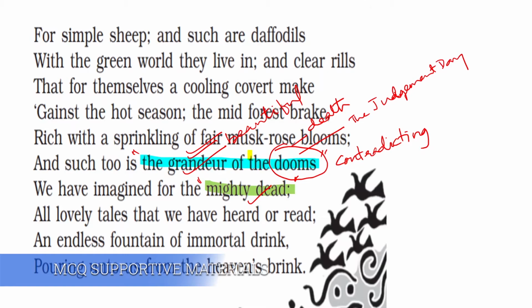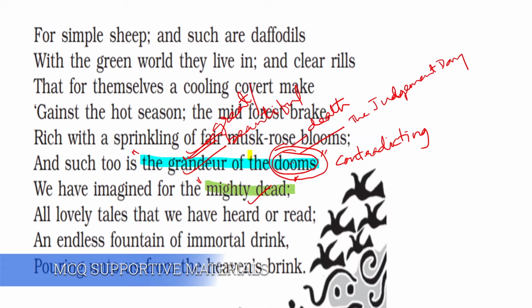How does it become grandeur? Because our ancestors did a good number of deeds. Their achievements, their great deeds made these dooms grandeur, great. Grandeur means great and beautiful. So these two opposite meaning words come together. So we can say that it is an oxymoron.